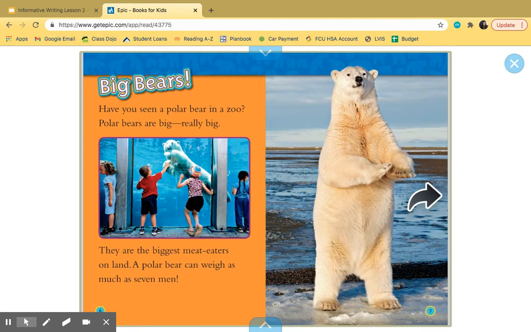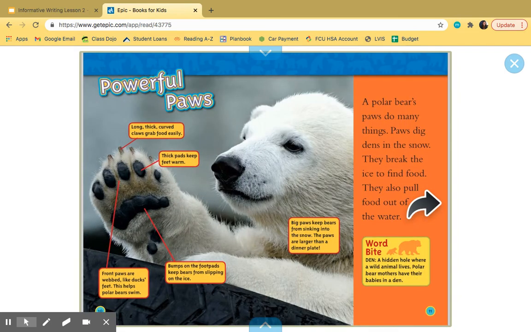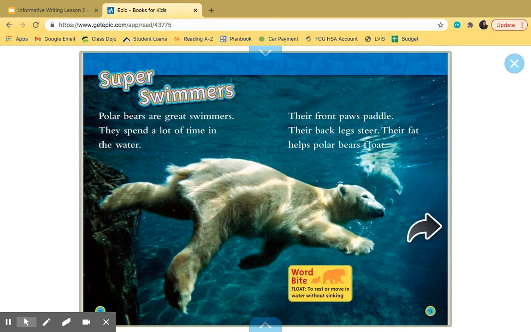This page says, "Big bears." We see some more pictures of polar bears. Oh, it looks like we see another diagram on this page. This diagram isn't of the polar bear's body, but it's of its paw and tells you all about its paws and its claws. Can you guess what this page is about? Well, it says super swimmers, and we see a polar bear swimming in the water. So it's about how they swim.